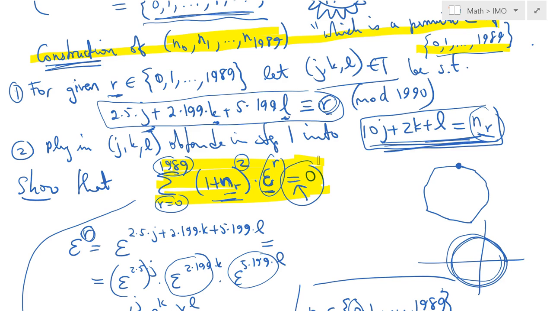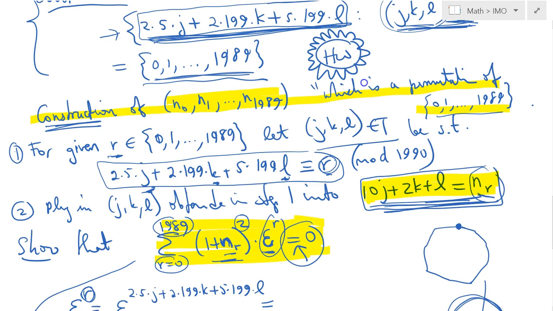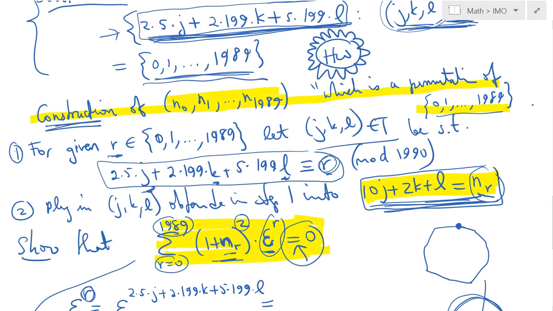So given this, basically the way we created each of these n sub r's dictates how the side lengths will be ordered around the polygon in that given order, and basically that solves this very beautiful problem.